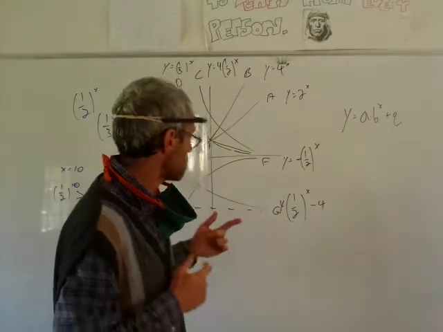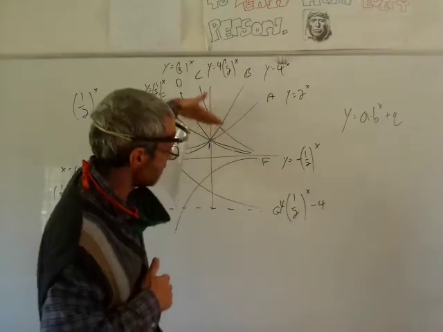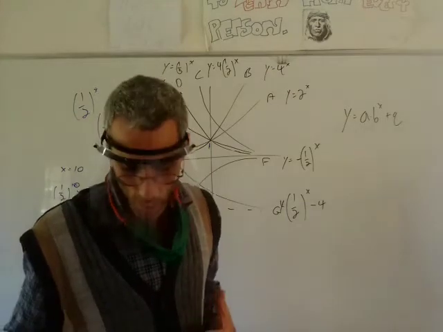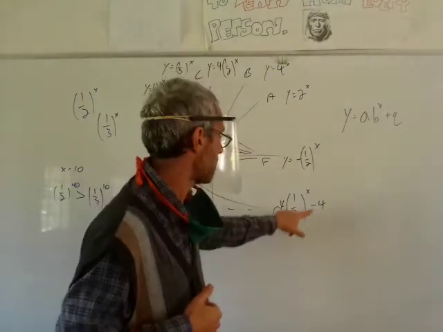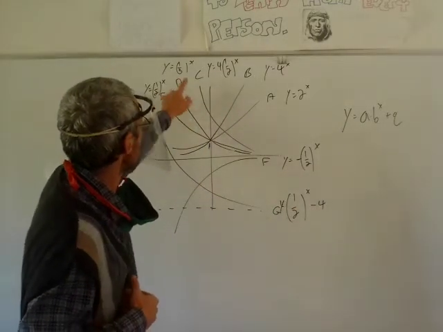I think the easiest one to identify is G. G also has a vertical shift, it lowers down. And there's only one equation here that has a vertical shift, -4. So that's going to be half to the power x minus 4. So now we need to look at C, D, and E.